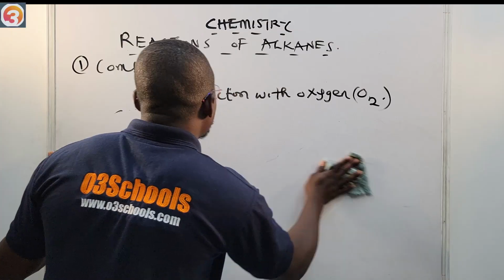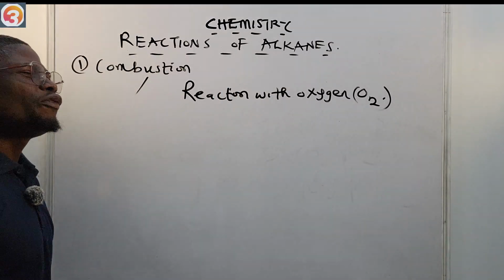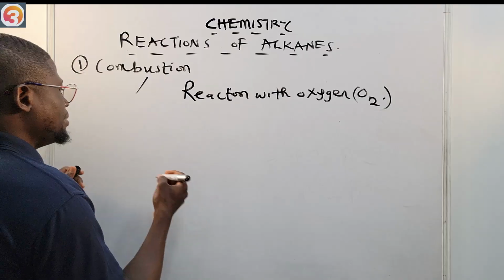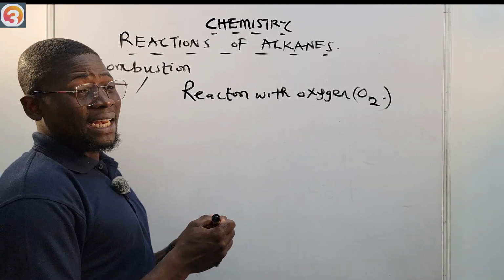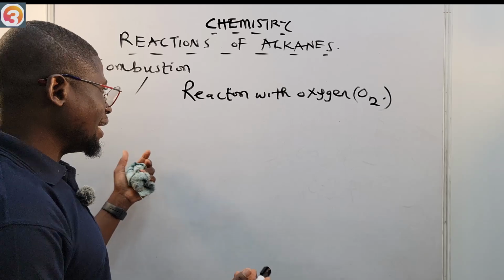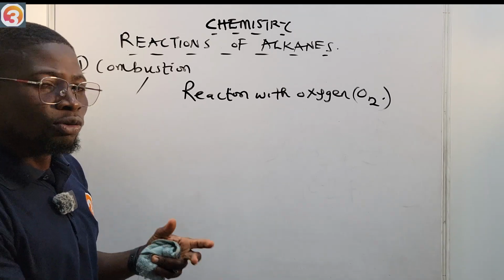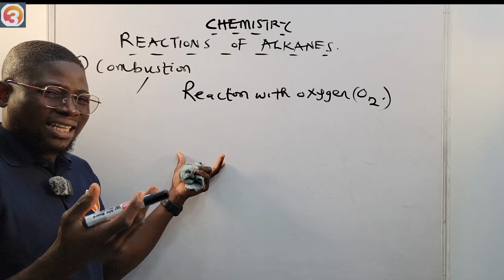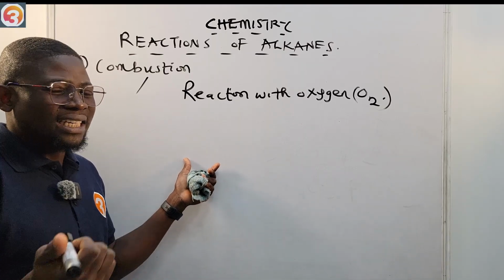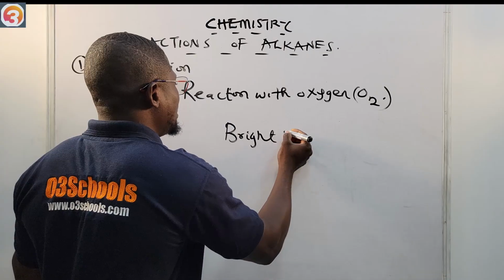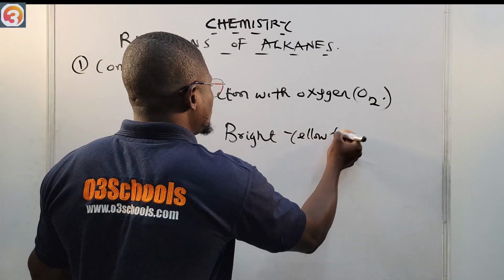All right, incomplete combustion. That means there's not enough oxygen to burn the hydrocarbon completely. Then the products are going to be either carbon monoxide and water, or carbon and just water. The hydrocarbon may just burn to leave the carbon, and that carbon that is left usually burns with a bright yellow flame, a very bright yellow flame.